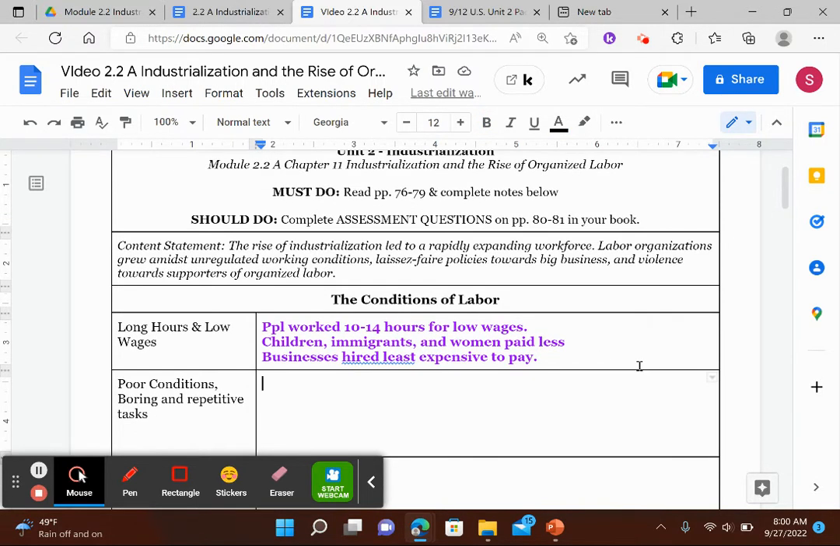Poor conditions, boring and repetitive tasks. As factories and workplaces grew larger, jobs were offered on a take it or leave it basis. As industrialists sought greater speed and efficiency, workers became nothing more than a human cog in a vast machine. Work became less skilled and more repetitive and boring. Industrial working conditions were often hazardous. Safeguards around machinery were inadequate. Thousands of workers were injured, maimed, or killed in industrial accidents each year.